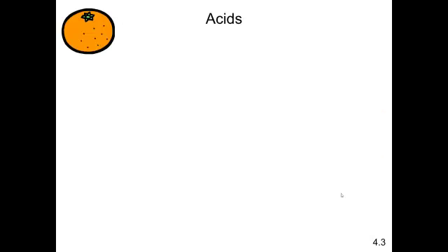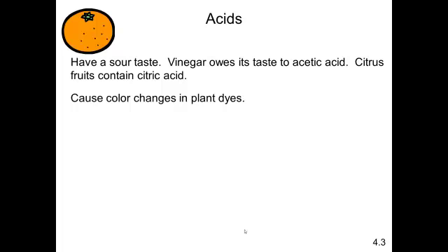Acids. Just a couple kind of characteristics of them. If you taste it, it tastes sour. A couple examples: vinegar, citrus fruits contain citric acid, stuff like oranges, grapefruit, lemons, limes, all have a sour taste. Second, with certain plant dyes or acid-based indicators, acids cause a color change. Possibly in general chemistry, if you used red cabbage juice, you saw how acids can change red cabbage juice. Otherwise, you've probably seen phenolphthalein or other acid-based indicators.